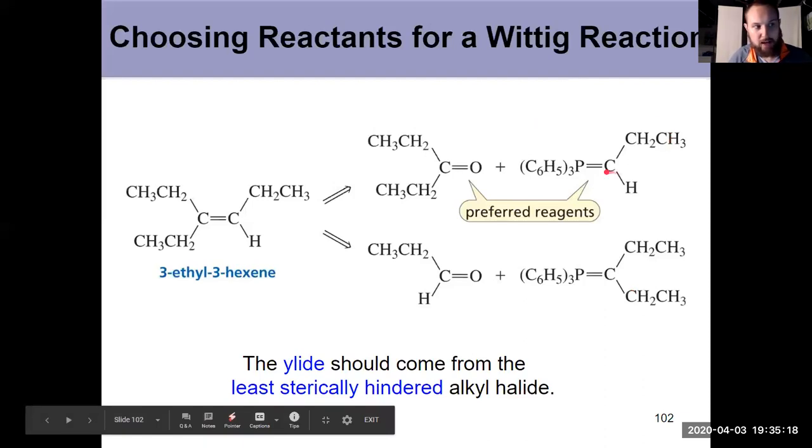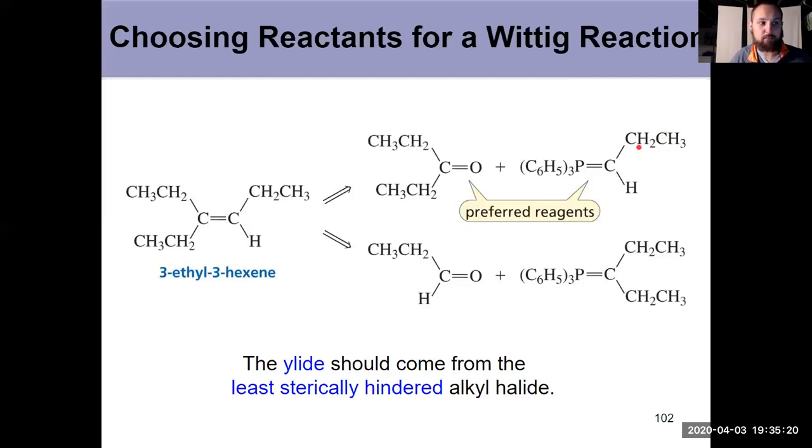So here with a hydrogen and an ethyl group, that's preferable to having the two ethyl groups. You want the least steric hindrance, aka having the smallest groups on the ylide, the carbon that's double bonded to the phosphorus to start. And that just helps the ylide be prepared from that SN2 reaction. That was on a couple slides.